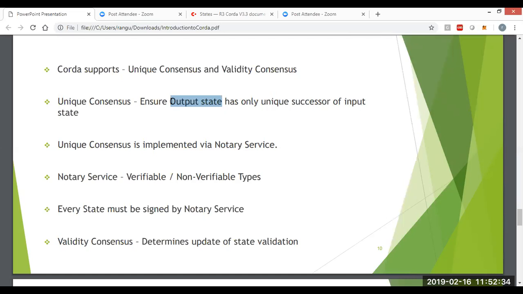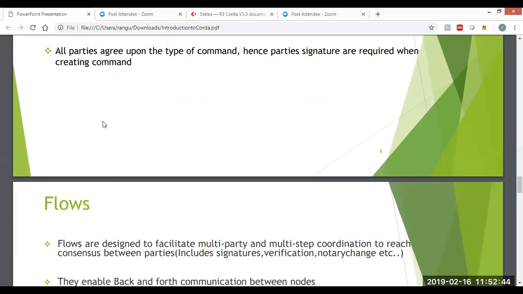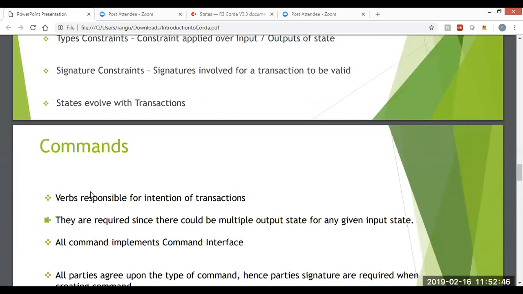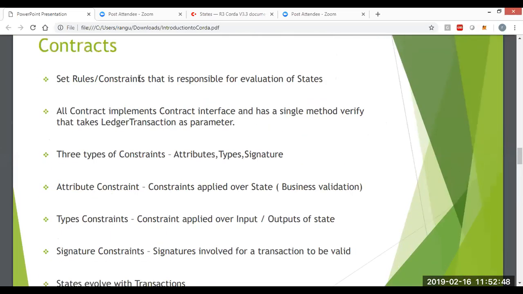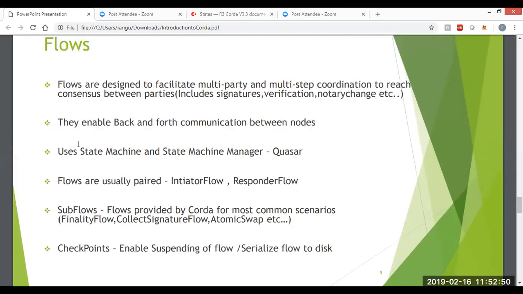The other type is validity consensus. With validity consensus, you have the state validation that you do with commands and contracts. You validate your business logic. So that is validity consensus.